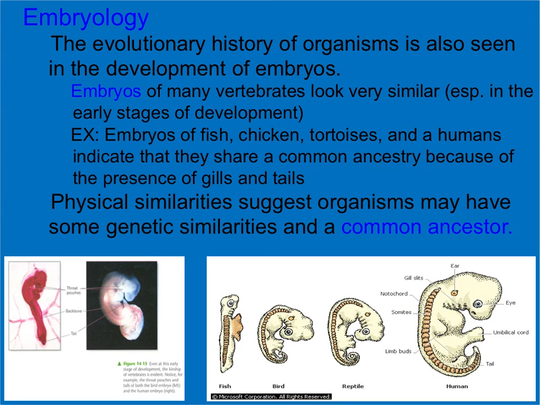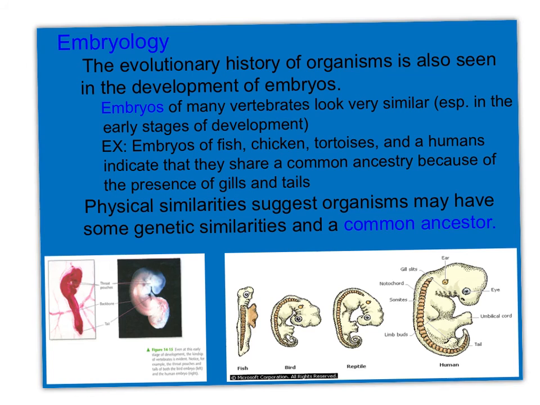So embryology, we briefly touched on this earlier. So embryology is looking at the development of embryos. So this is pretty simple. If you look here, we have a fish, a bird, a reptile, and a human. And because they have some similar structures and they look very similar at the early stage of development, the embryonic stage, they believe that they share a common ancestry because of that. Over here is just another picture of embryos.